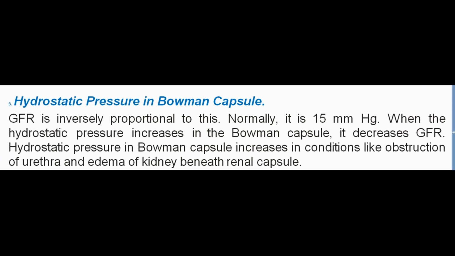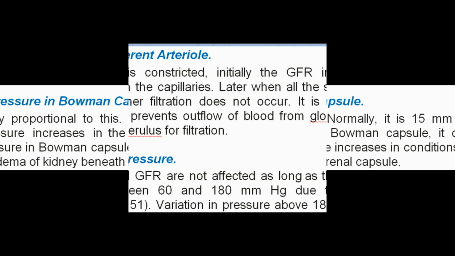Hydrostatic pressure in Bowman capsule. GFR is inversely proportional to this. Normally, it is 15 mmHg. When the hydrostatic pressure increases in the Bowman capsule, it decreases GFR. Hydrostatic pressure in Bowman capsule increases in conditions like obstruction of the ureter and edema of the kidney beneath the renal capsule.